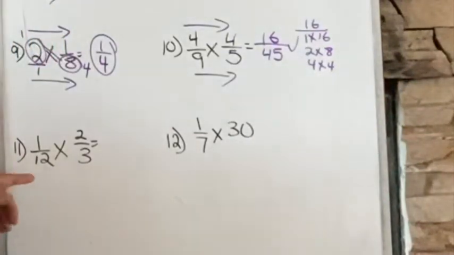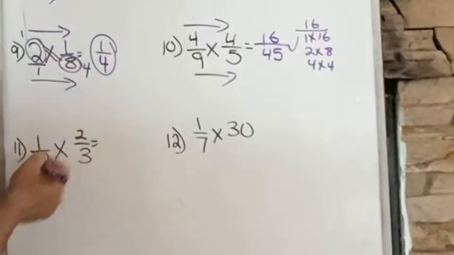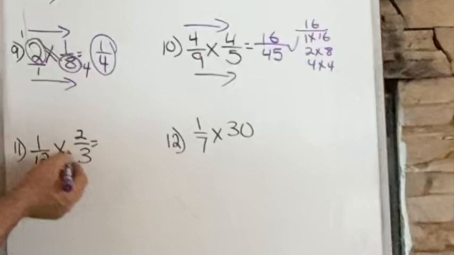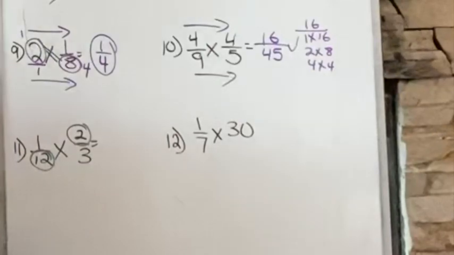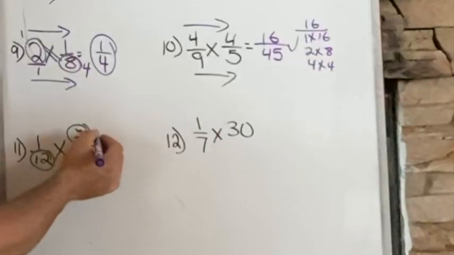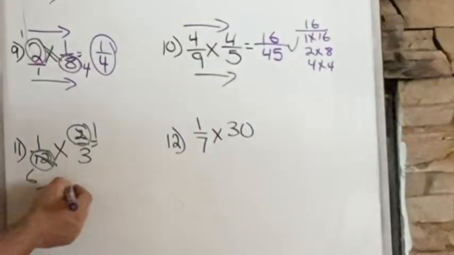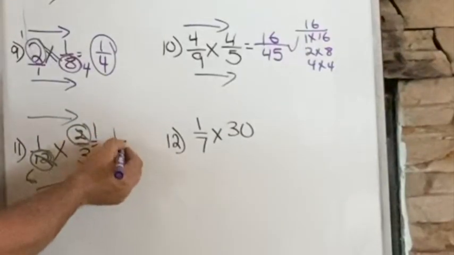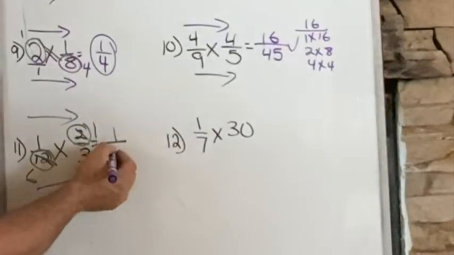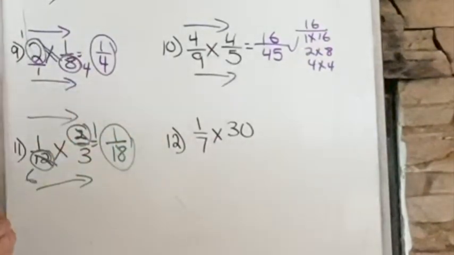Let's go on. We've got 1/12 times 2/3. Now, again, let's try cross-reducing first. I've got a 1 and a 3, so it's already down. You've got 2 and 12. What can go into both 2 and 12? 2 goes into both. So 2 into 2 is 1. 2 into 12 is 6. So now we multiply straight across. 1 times 1 is 1. 6 times 3 is 18.